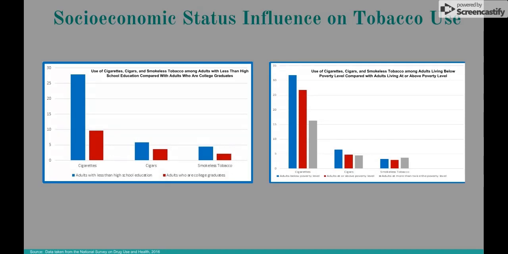Socioeconomic status influence on tobacco use. The figure to the left depicts use of cigarettes, cigars, and smokeless tobacco among adults with less than high school education compared with adults who are college graduates. Whereas the figure to the right depicts use of cigarettes, cigars, and smokeless tobacco among adults living below poverty level compared with adults living at or above poverty level.